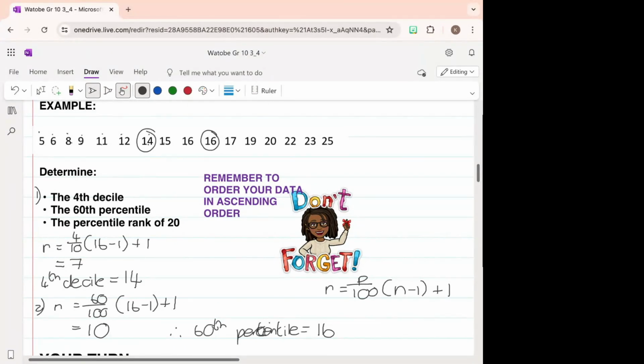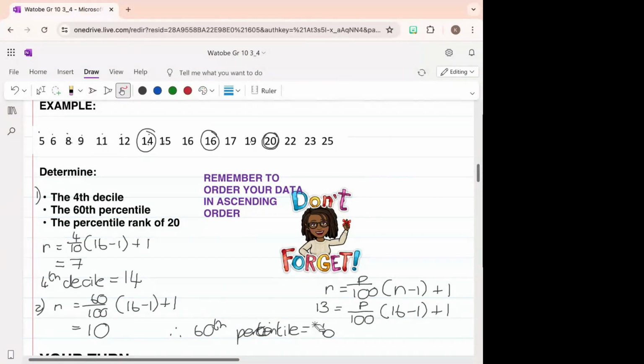Do we know what R is for 20? We do, hey? So 1, 2, 3, 4, 5, 6, 7, 8, 9, 10, 11, 12, 13. Do we know what the P is? Oh, Abu, well done. No, we don't know what the P is. So we're going to leave P like that, over 100. Just like Abu says, 16, well done, Abu, minus 1, plus 1.